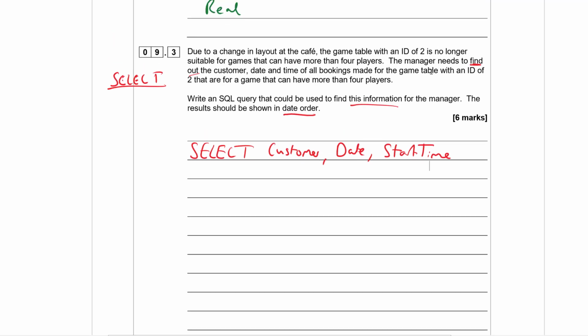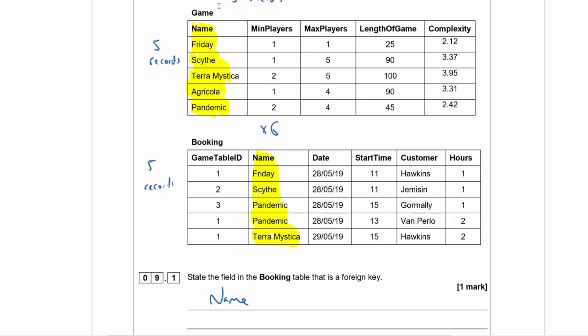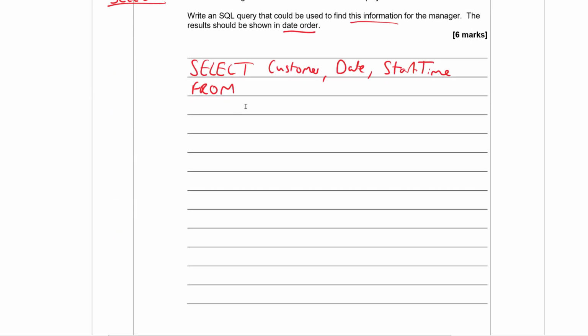So what tables are we selecting this from? So we are going from both tables. Now, these fields are only in the booking table, but I've got game listed as well, because we are about to connect up these tables using the ID field.